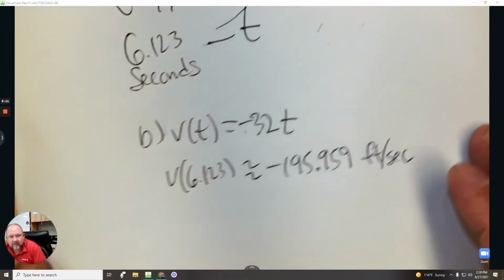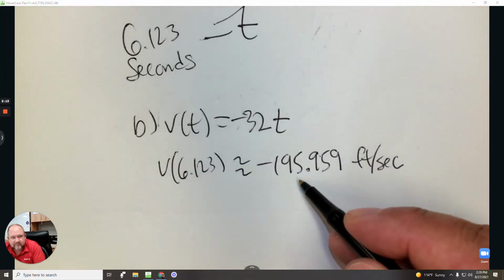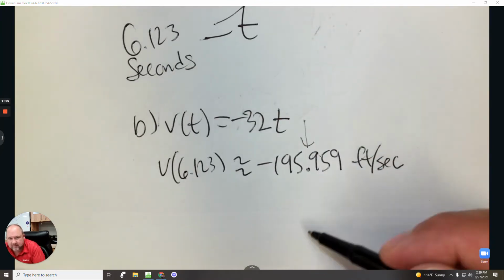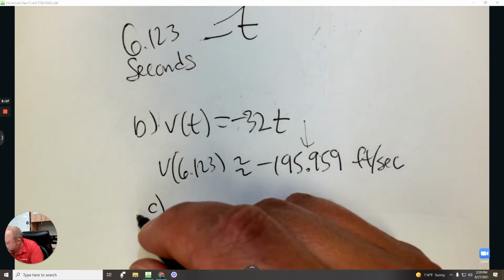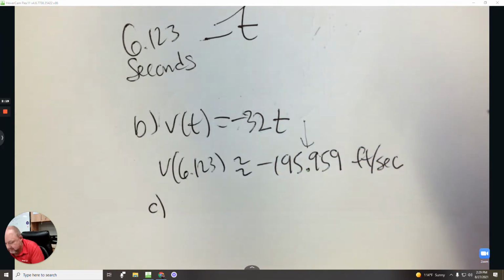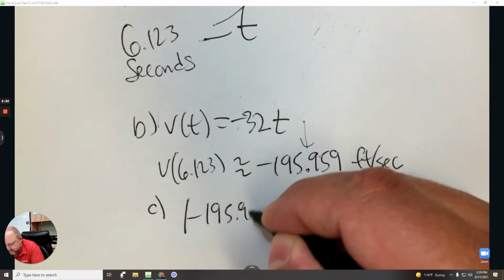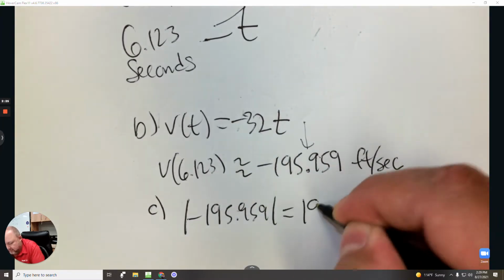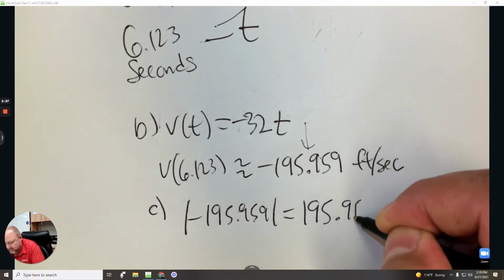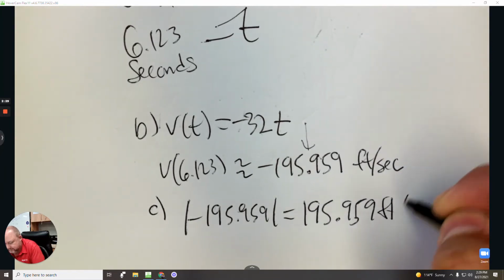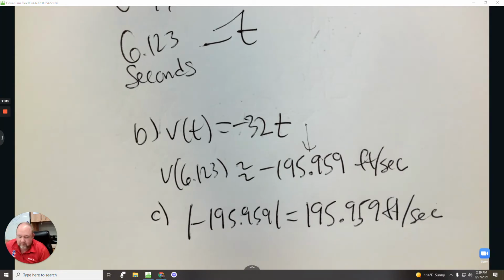So when it hits the ground, the negative means what direction it's going. See, what is the pebble's speed when it hits the ground? Well, speed is the absolute value of that. So positive 195.959 feet per second.